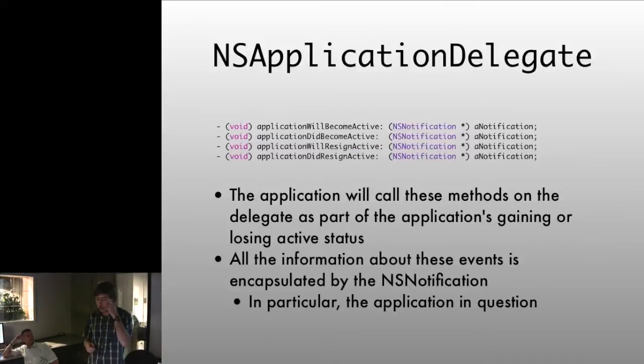Some other useful ones are willBecomeActive, didBecomeActive, willResignActive, didResignActive. So on OS X, only one application really has active status at any one time. That's the application that, if you look in the app switcher, is currently the leftmost one, the one they're currently working in. So these get called as part of the process of entering and leaving, becoming the active application. So if you have some really expensive animation that maybe you don't need to do when the user's in some other application, you can dial that animation down in one of these methods and then fire it back up when you become active again.